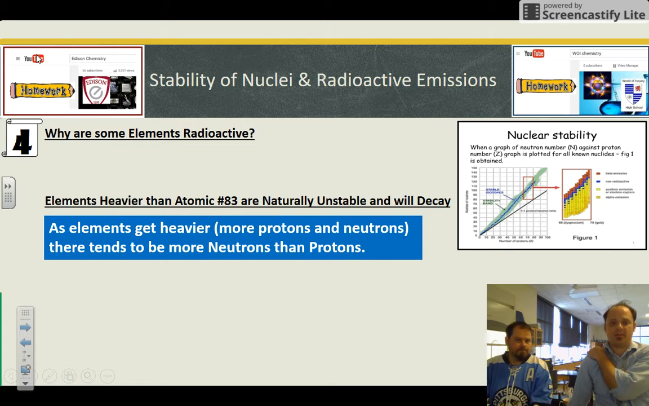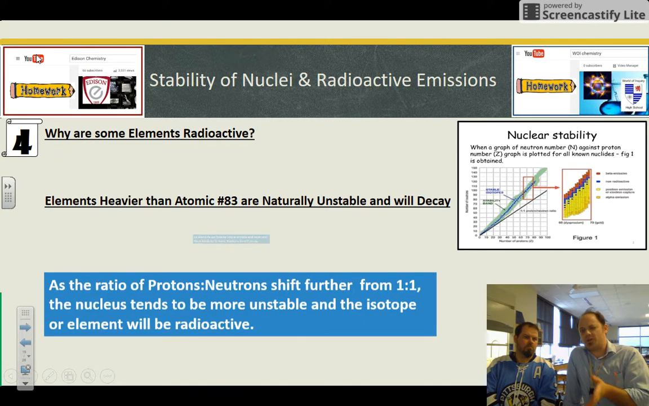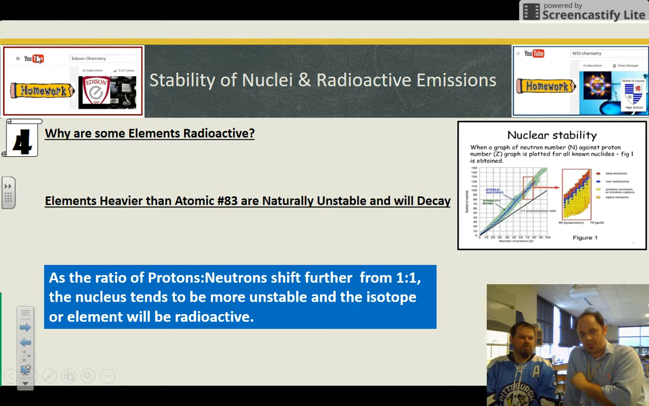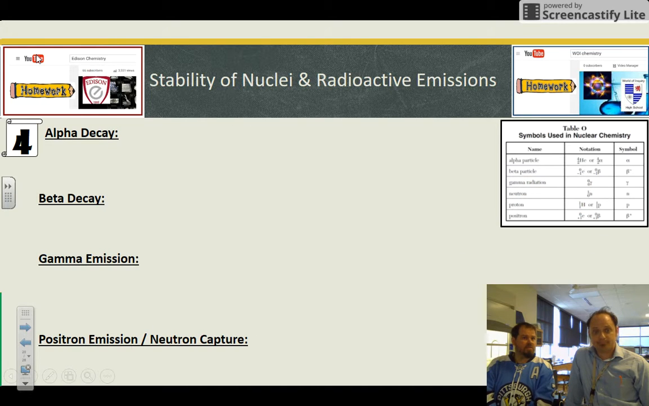Definitely. As elements get heavier, they have more protons and neutrons, because we don't count the mass of an electron. There tends to be more neutrons than protons, however. In the light elements, it's usually a 1-to-1 ratio. In heavy elements, that's thrown out the door. The farther we get from 1-to-1, the more unstable the nucleus tends to be, and the isotope or element will become radioactive and hence decay. Decay is a big word, and it's very important to our unit.